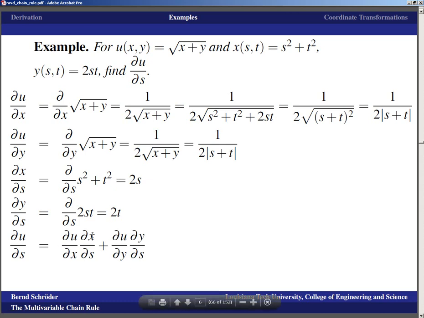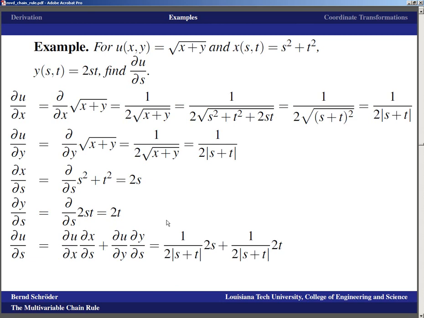And really, this part is the most important part of the example. We just have to work our way through the chain rule like a mantra a couple of times. You keep your outer function, you keep your differentiation variable, and you just rotate the middle through all the input variables that your outer function has. And when you do that, you get du dx, 1 over 2 absolute value of s plus t, times dx ds, which is 2s, plus 1 over 2 absolute value of s plus t, which is du dy, times 2t, which is dy ds here, right?